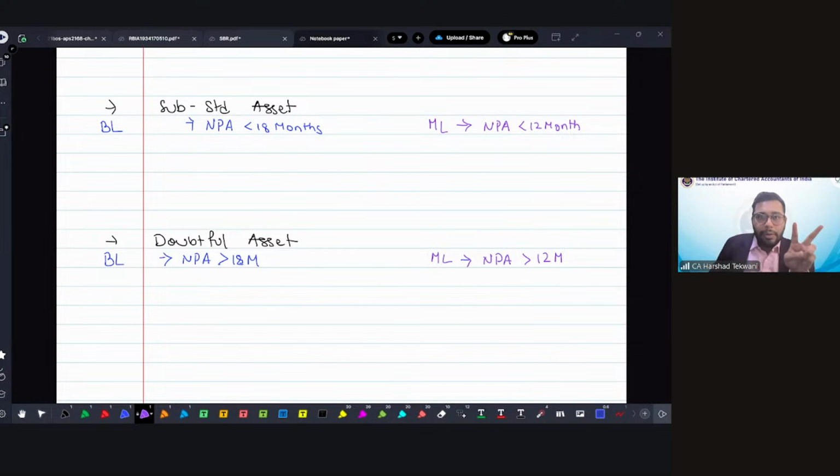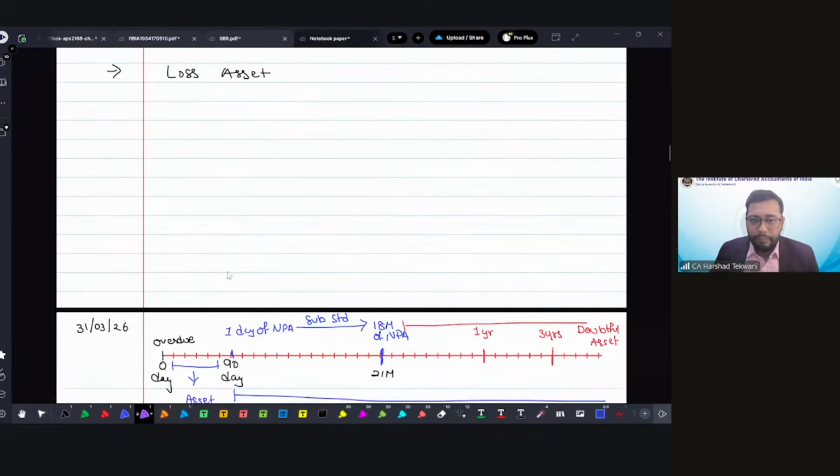Second question. Is there any change in the definition of NPA, or is it 90 days only? For middle layer, is there any change in the definition of days? So when I talk about NPA, sir, the basic level is same, I believe. That 90 days, 120, 150, whatever was discussed, it still holds good.